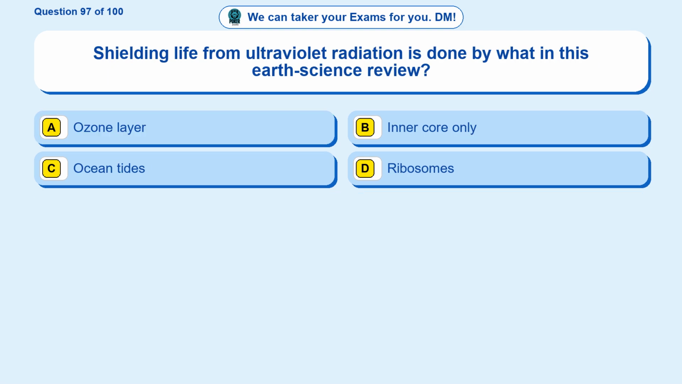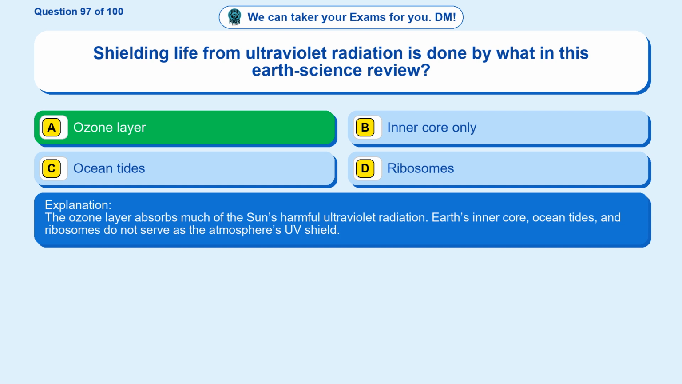Question 97. Shielding light from ultraviolet radiation is done by what in this Earth Science Review? Option A, ozone layer. Option B, inner core only. Option C, ocean tides. Option D, ribosomes. The correct answer is option A. Ozone layer. The ozone layer absorbs much of the sun's harmful ultraviolet radiation. Earth's inner core, ocean tides, and ribosomes do not serve as the atmosphere's UV shield.